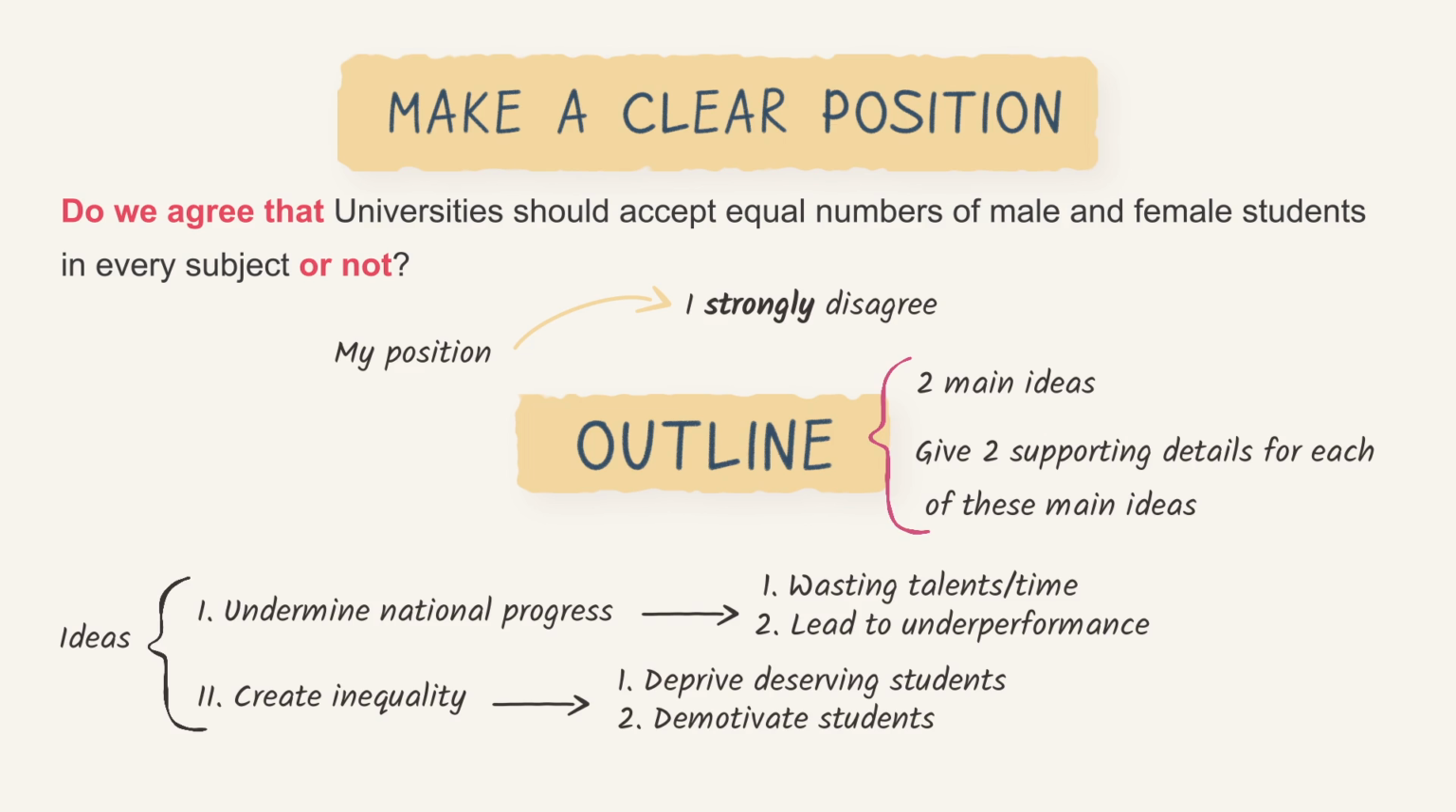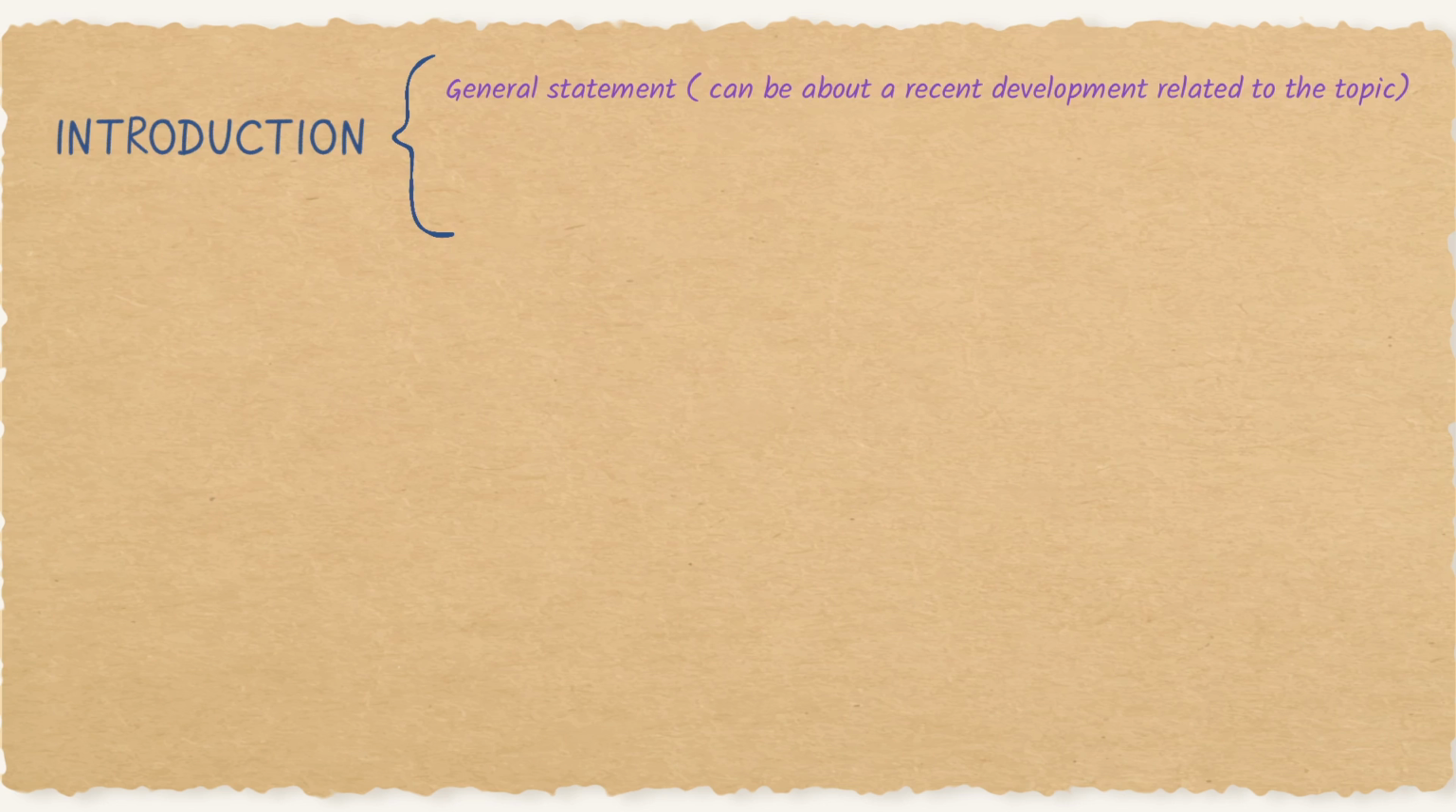Now it's time to start writing. I'm going to write the introduction, and I'll start with the first statement in my introduction, which is the general statement. So what is a general statement? As I said before, your general statement can be about a recent development related to the topic, right? You can say, for example, in the past it was like that, and now it's like this. Nowadays, it's like this, all right?